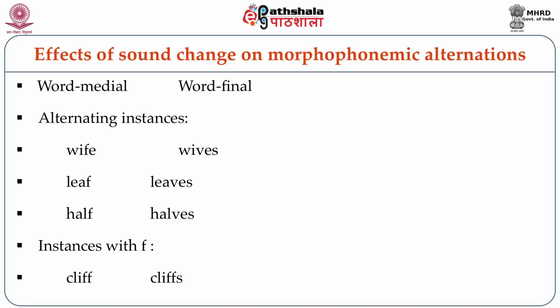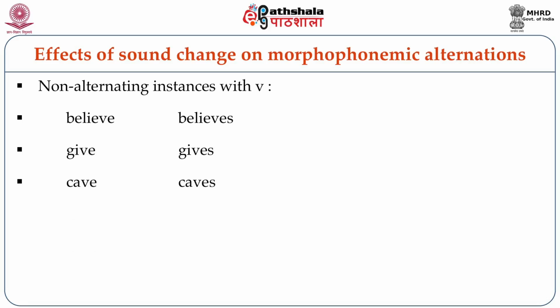Non-alternating instance with for, cliff, cliffs: there is no change, for remains the same both in the final position and the non-final position. In the non-alternating instance with were, believe, believes, give, gives, cave, caves. So we have two non-alternating sets with one alternating set.